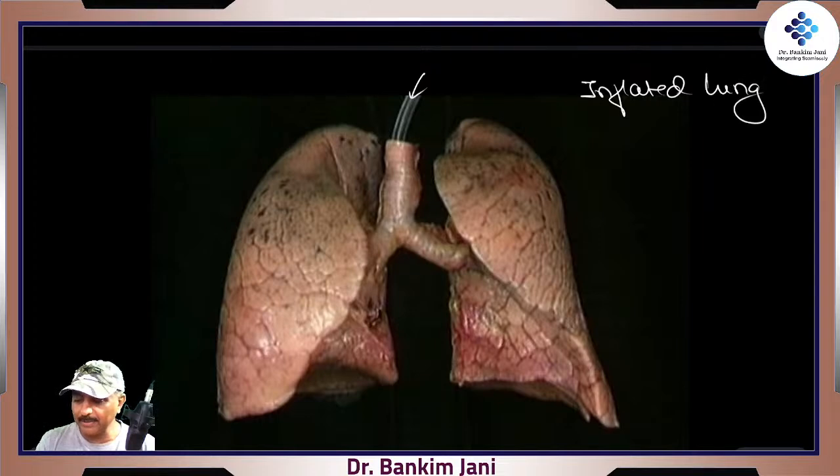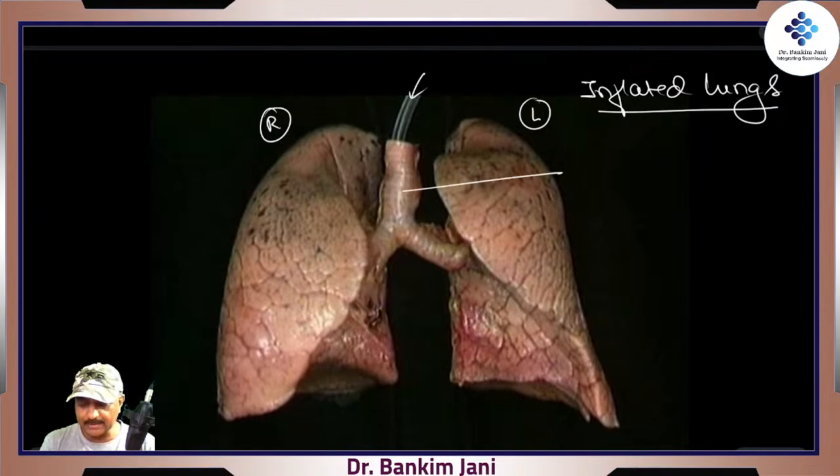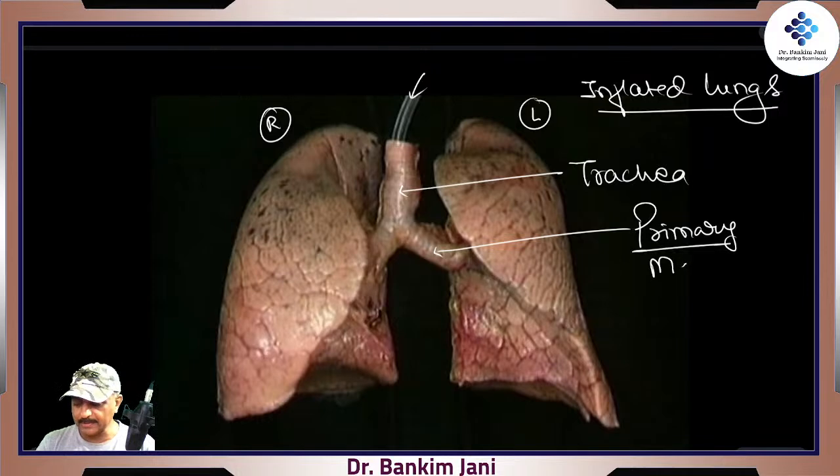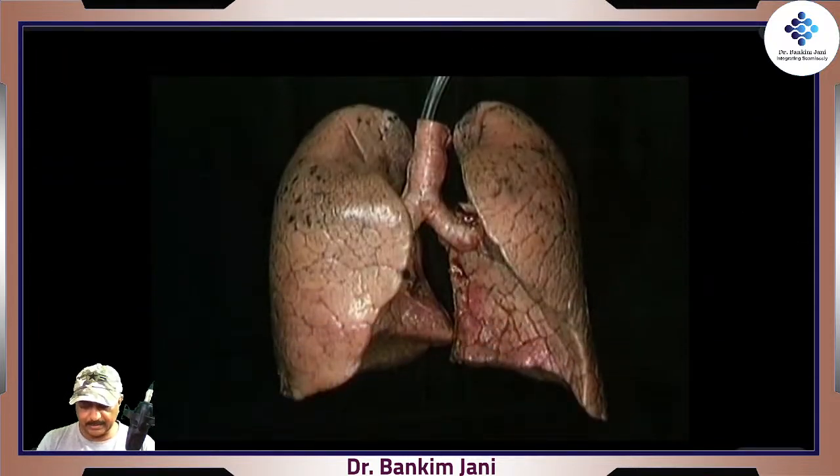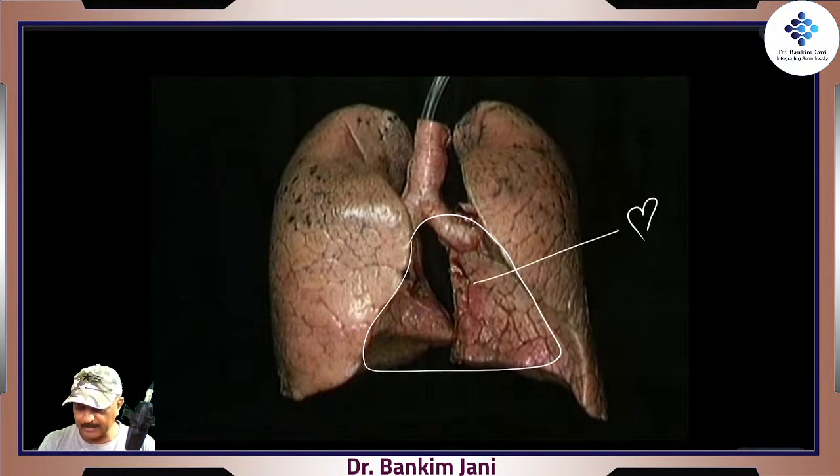The advantage is I'll be able to show you some very good things today. These are the inflated lungs. It would be good from the conceptual point. That's the right lung, and this is the left lung. Over here, you can easily identify the trachea, and that trachea is getting divided into the principal bronchus, or primary bronchus, or main bronchus. We'll also be watching bronchoscopy today, just for one concept. So here it is, that's how the lungs really look. And this is the area that would be occupied by the heart.